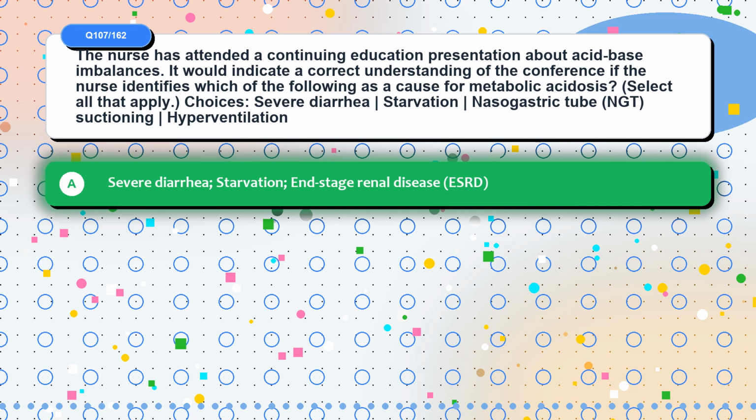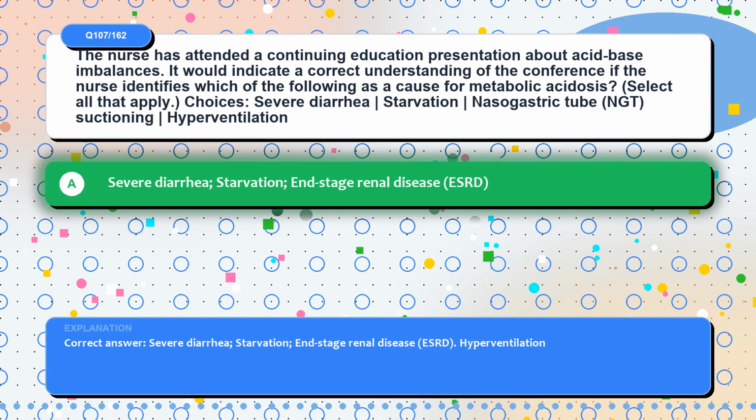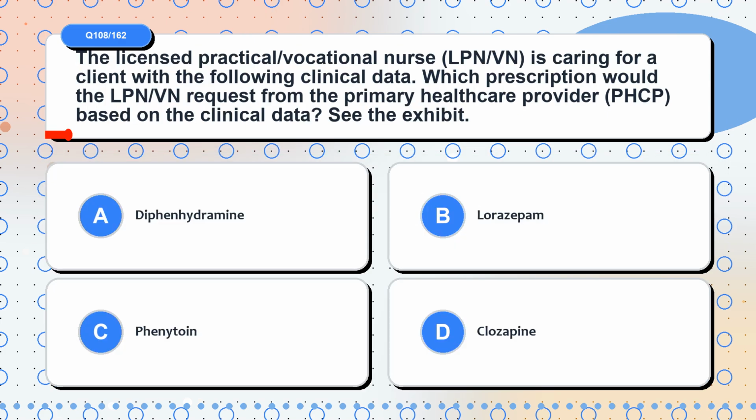Severe diarrhea, starvation, end-stage renal disease, acid. Correct answer. Hyperventilation. Question 108. The licensed practical/vocational nurse LPN/VN is caring for a client with the following clinical data.